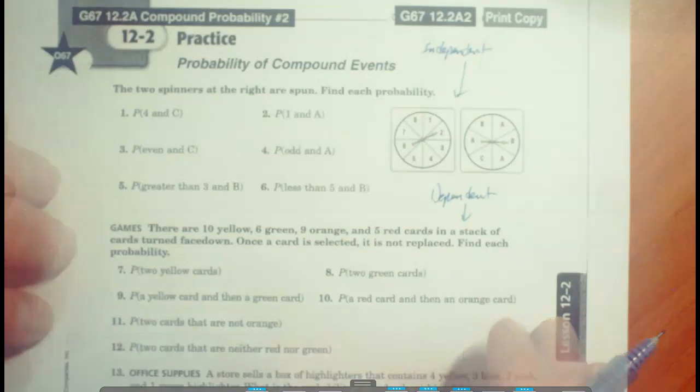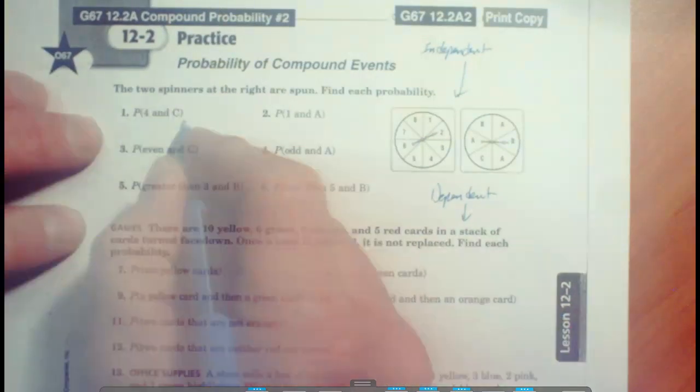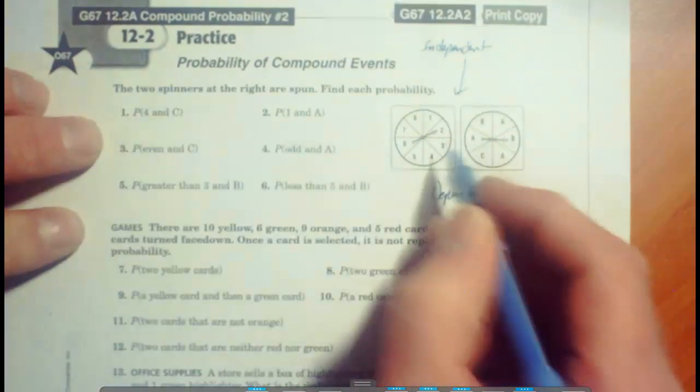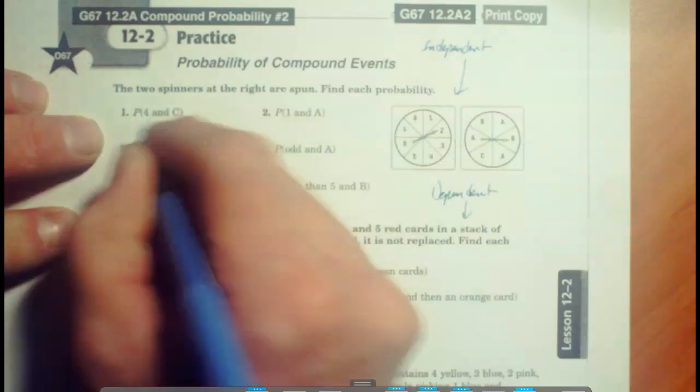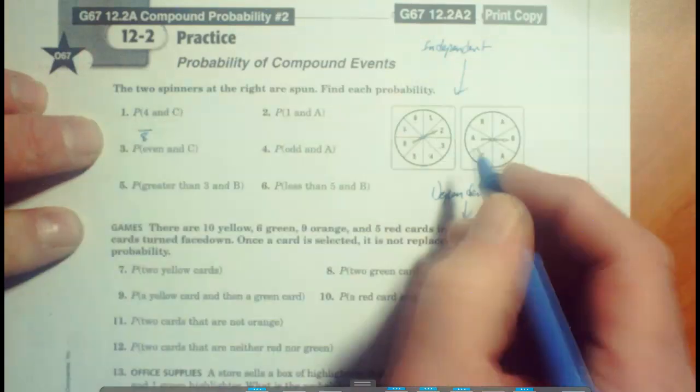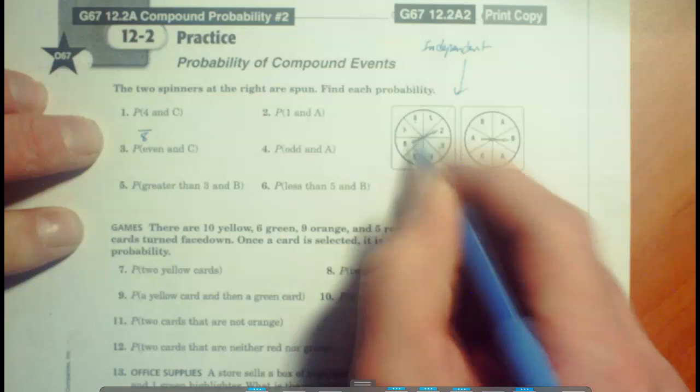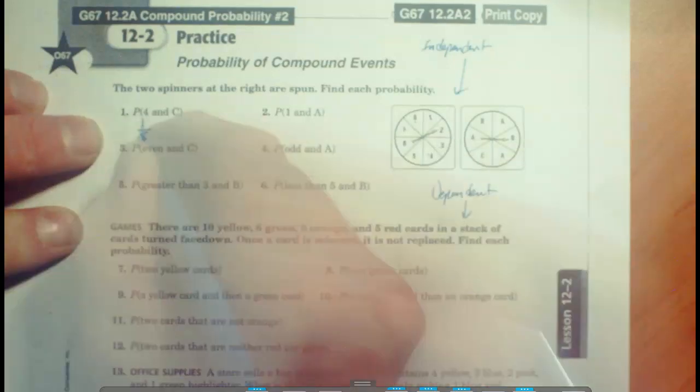All right, so what is the probability of getting a 4 and a C? Well, if you remember from the first one, we find the chances of getting a 4 here. So there's 1, 2, 3, 4, 5, 6, 7, 8. There's 8 chances of getting a 4. And how many 4s are there? There's only one, so it's a 1 in 8 chance.